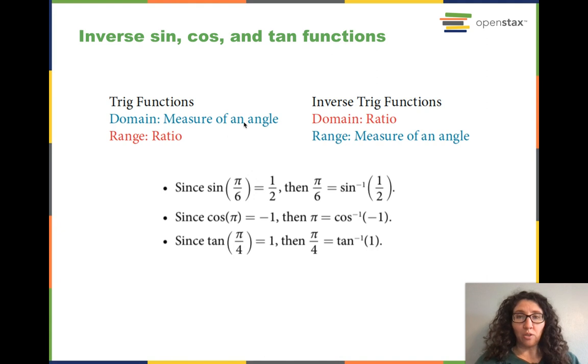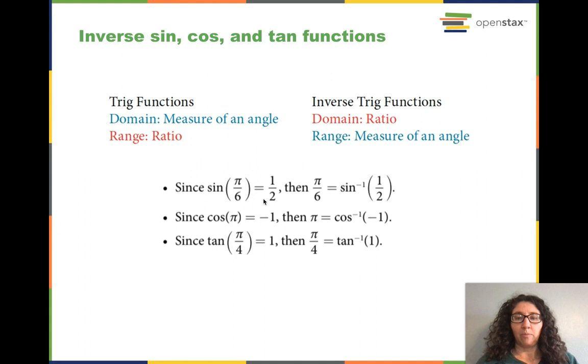So here's trig functions. We've been giving you the measure of an angle, and out comes the ratio. Like we'll say sine of 30 degrees, and you know that that is 1/2, right? Now we're going to go the other way. We're going to use inverse trig functions. The domain is the ratio, and out comes the measure of an angle. Before we've been using an angle to get a ratio. Now we're going to use a ratio to get an angle.